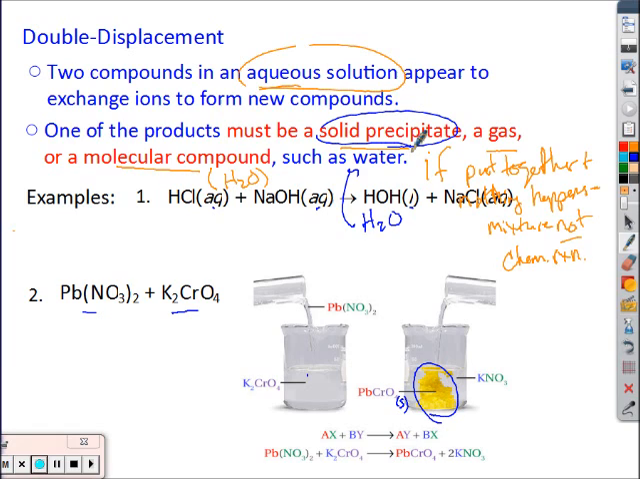The pattern we're looking for is AX plus BY goes to AY plus BX. The two positive ones switch places, or the two negative ones switch places. But make sure when you're writing these out, you pay attention to those charges that you learned back in Chapter 5. I don't want to put a positive with a positive, okay? Potassium and lead both have positive charges. I would never write this as PbK, because that would be all positive charges. I have to pay attention to my positives and negatives.